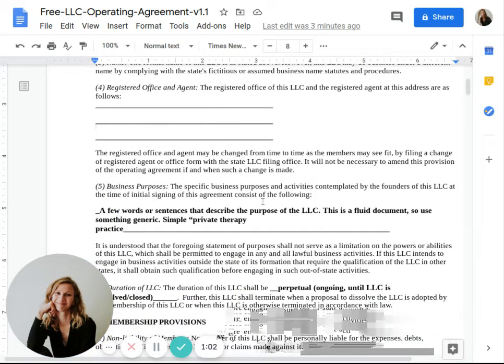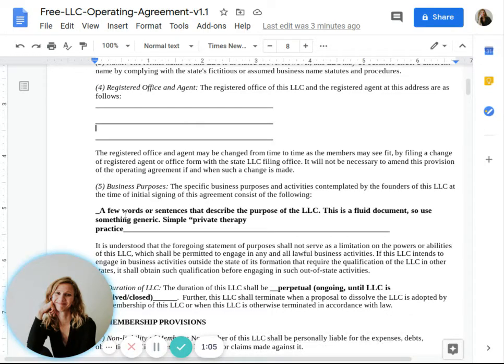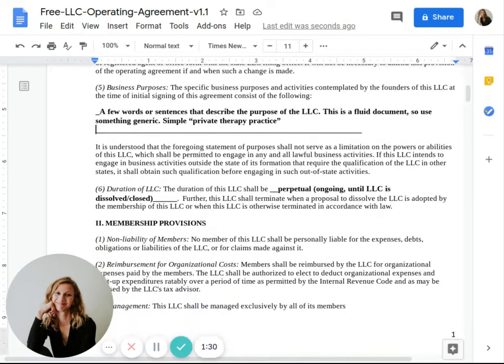All right, business purposes. So just a few words or sentences that describe the purpose of your LLC. Remember, this is a fluid document, so you can use something generic if you need to, and you can always change it in the future. So I put private therapy practice as my example here. You could do something similar, but really basic is all that's needed. The duration of the LLC is perpetual. And what that means is it's going to stay open until you intentionally close it.